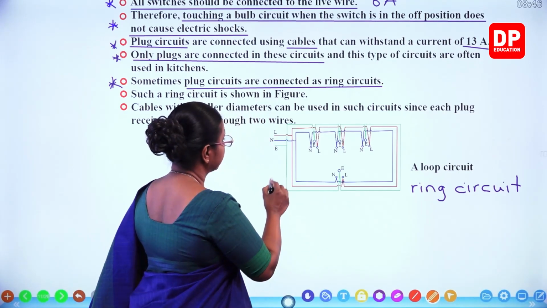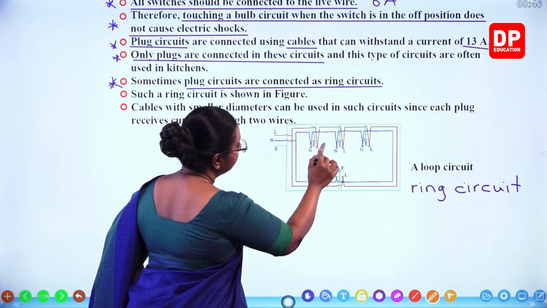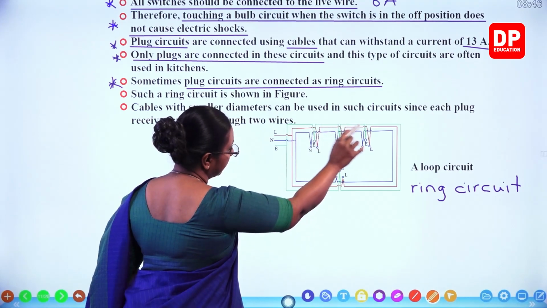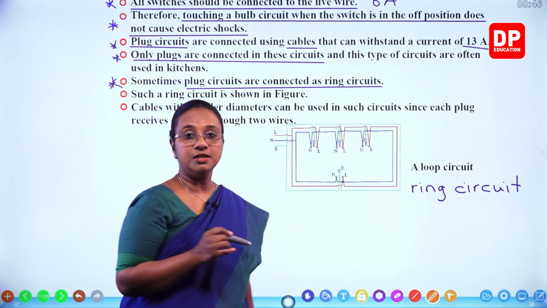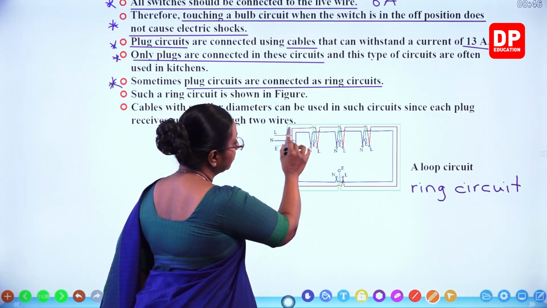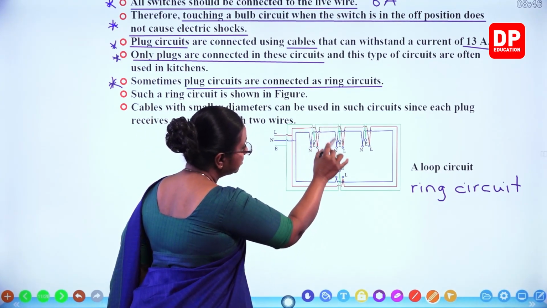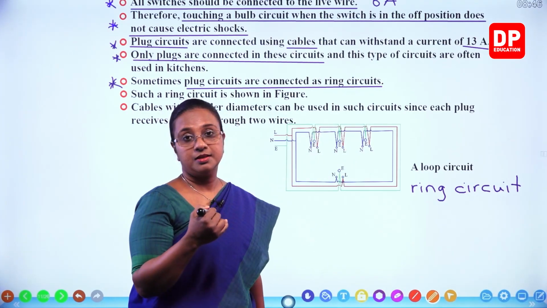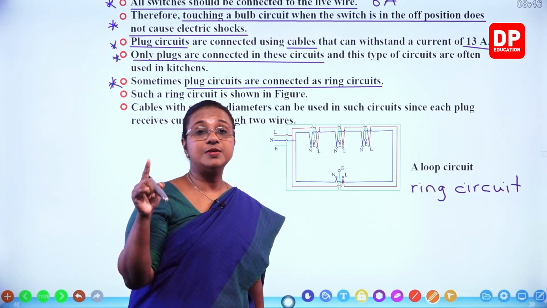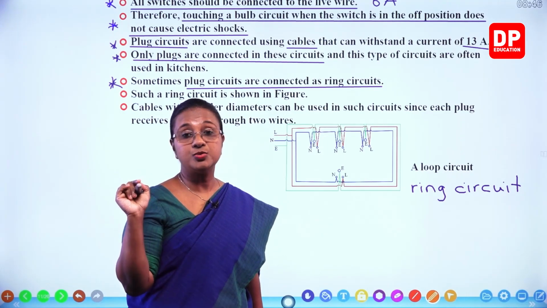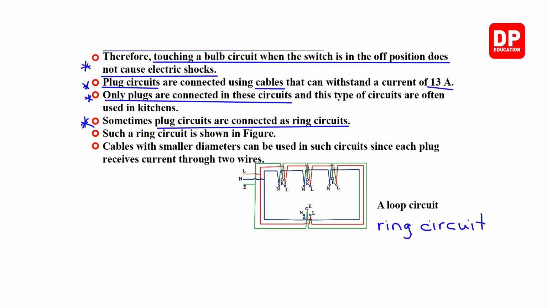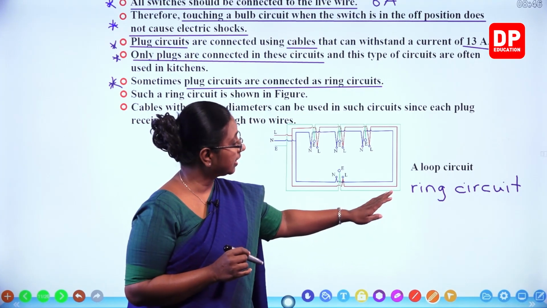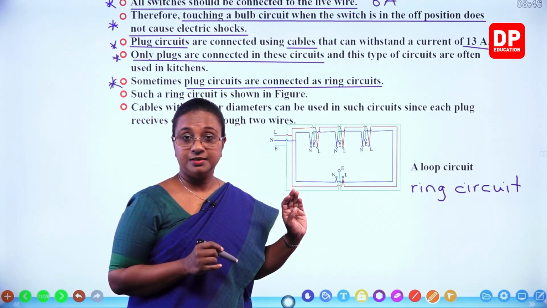It is continuous. And here you can see the live wire is one loop. Then you have the neutral wire as another loop and the earth wire as the other loop. And from the loops, the different sockets draw current. And they can be individually controlled by the corresponding switch that is connected to the live wire. So that is one way of connecting the plug sockets, a loop circuit or a ring circuit.